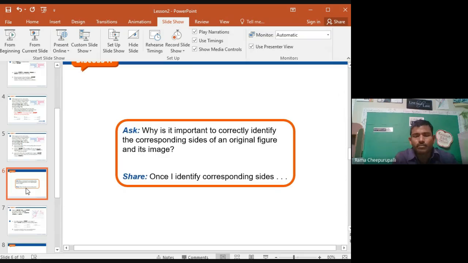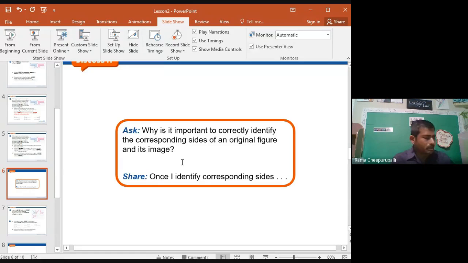At this time, I want you guys to read this question carefully. Why is it important to correctly identify the corresponding sides of an original figure and its image? I want you to think and write down your answers in the Google Classroom. If you open it, you will see a chat box there. Type your answers there, and it's part of your grade. I'm going to give you 3 minutes to get this done. If you have any questions in the meantime, please put them in the chat box. Okay, all right, 3 minutes.